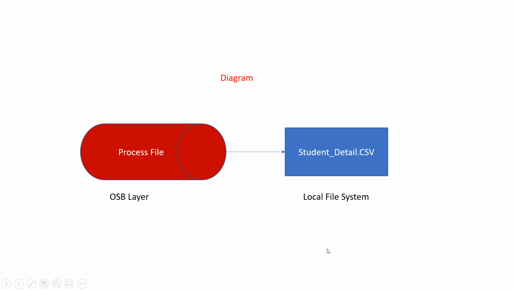So what we are going to do here, we have a local file system and we are going to write a file from the OSB layer to the local file system. We already have data here and we are going to write the data into a file in the local file system.